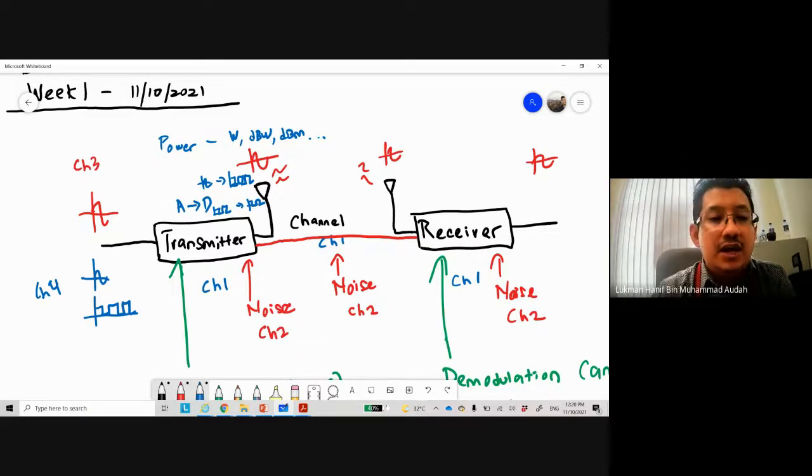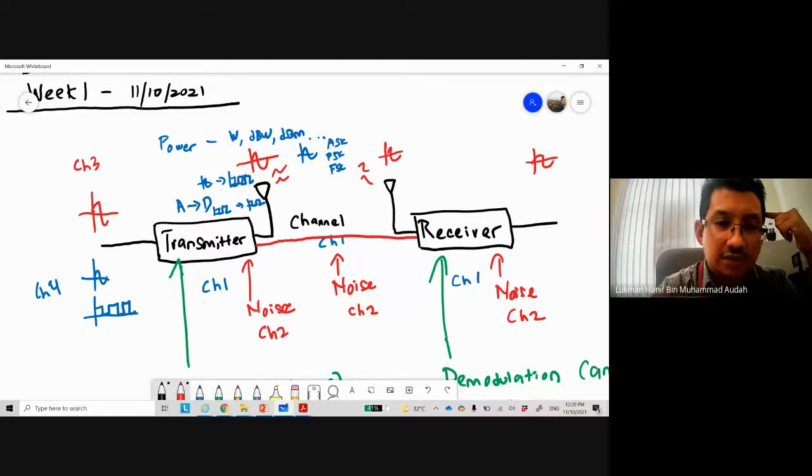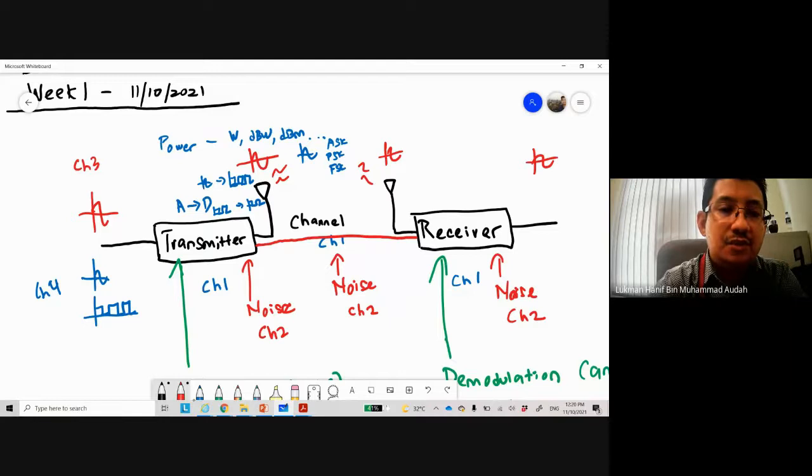Okay. Now, the good thing about digital system is that you have the flexibility, okay, to transmit either as analog. Okay, if analog, you're going to transmit as ASK, PSK, FSK. Ini kalau you hantar secara wireless. Tadi kalau analog tadi, kita boleh hantar menggunakan teknik AM, FM, PM.